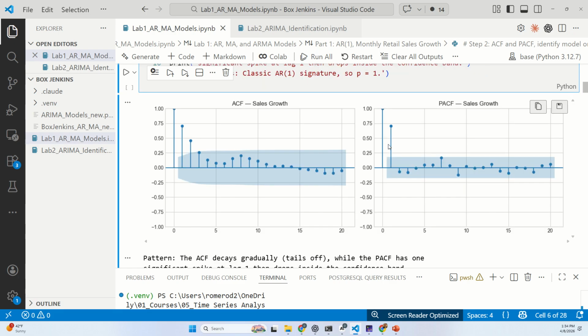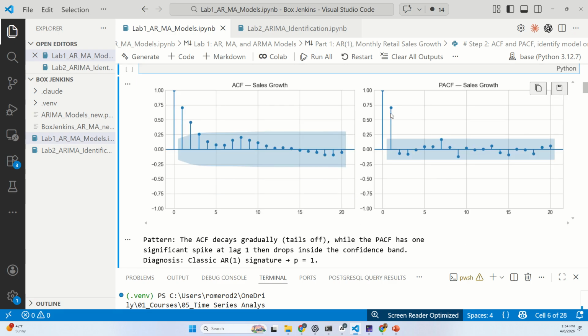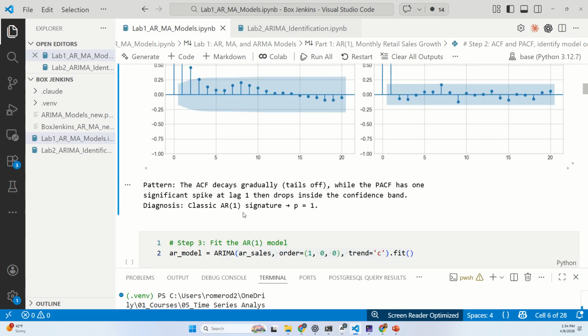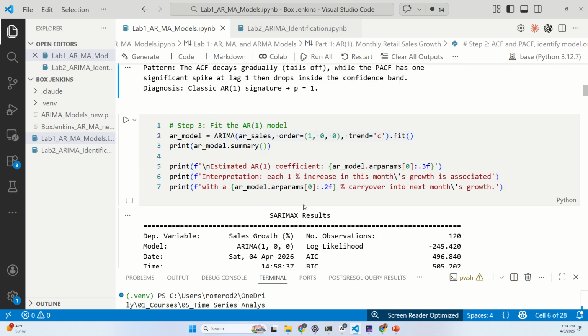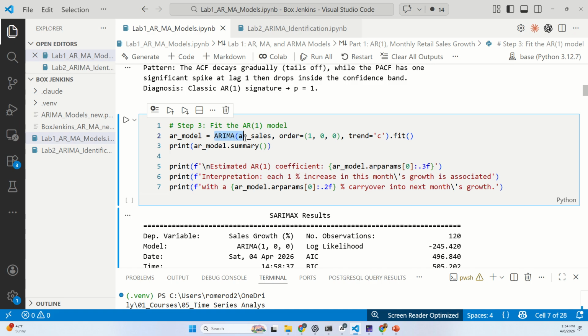Therefore, the ACF decays and the PACF has this value here at lag equal to 1. So this is going to define my p equal to 1, because there is only one value within lag 1 that is significant. Therefore, we're going to try autoregressive with p equal to 1. We're going to use the same method, ARIMA. This ARIMA is from statsmodels, and we will use it for all models: autoregressive, moving average, ARMA, and ARIMA.